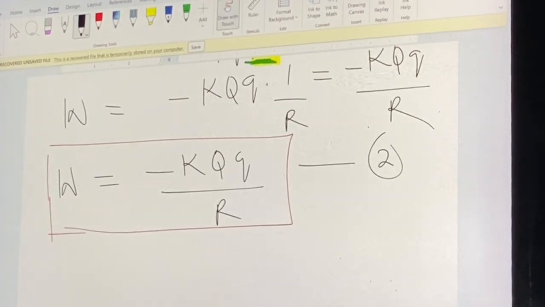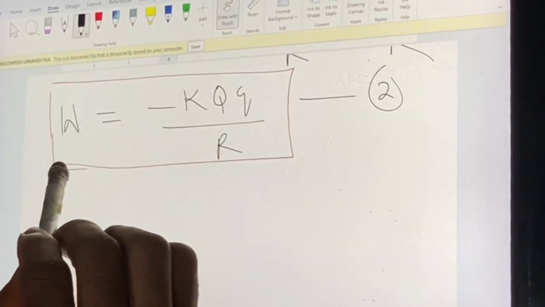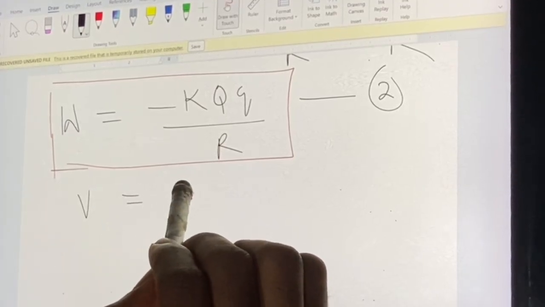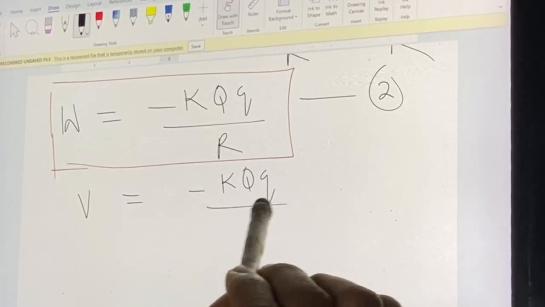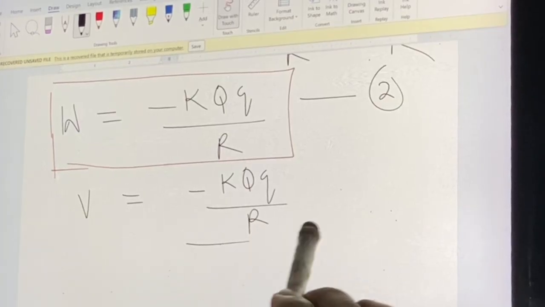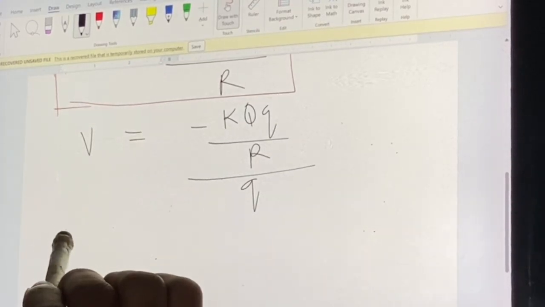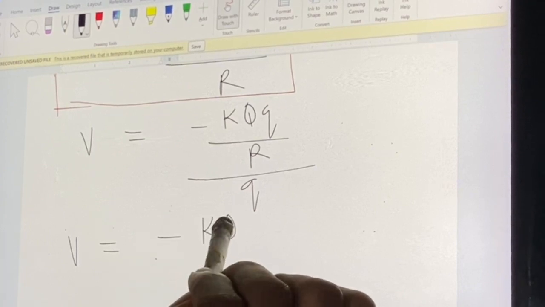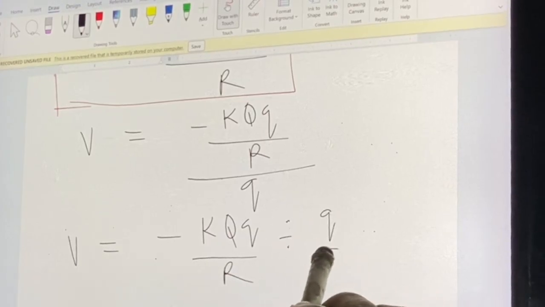Now I replace equation 2 into equation 1. When you replace equation 2 into equation 1, we will have V is equal to minus K Q q over r over q. Let's simplify this. When you simplify this, we have V equal to minus K Q q over r divided by q over 1.